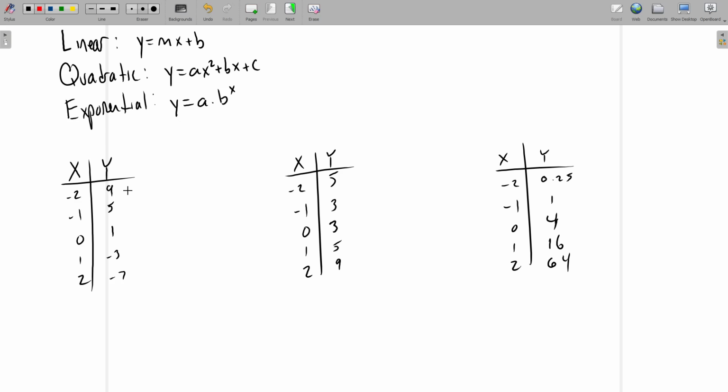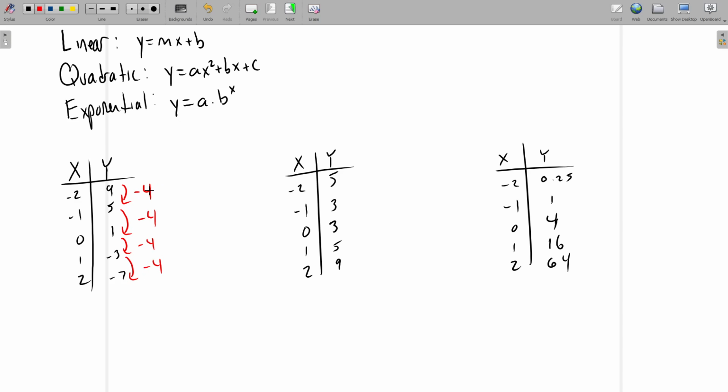So the first thing we want to look at is the y values and the difference between them. Meaning, what do I do to go from 9 to 5? Right? What do I have to add or subtract from 9 to get 5? So we have to subtract 4. What do I have to do from 5 to get 1? What do we have to add or subtract? Well, we have to subtract 4. What do we have to do from 1 to get -3? Again, we have to subtract 4. And to go from -3 to -7, we have to subtract 4 again.